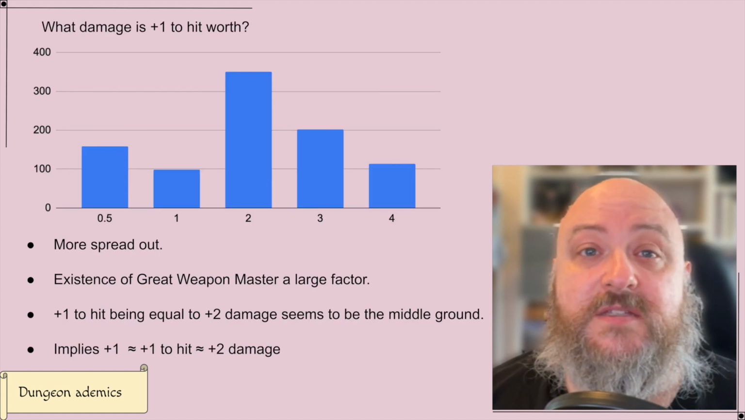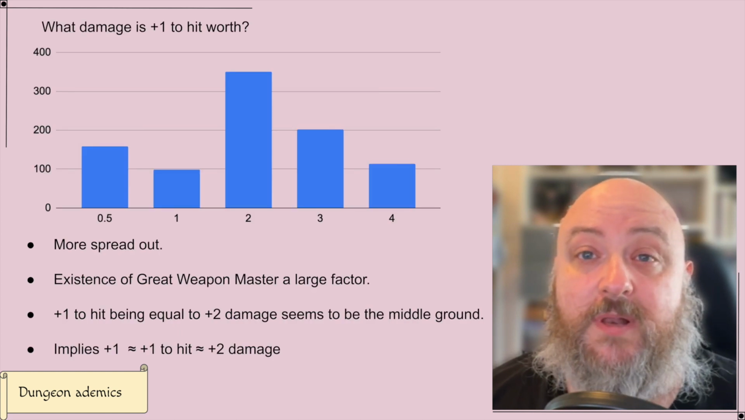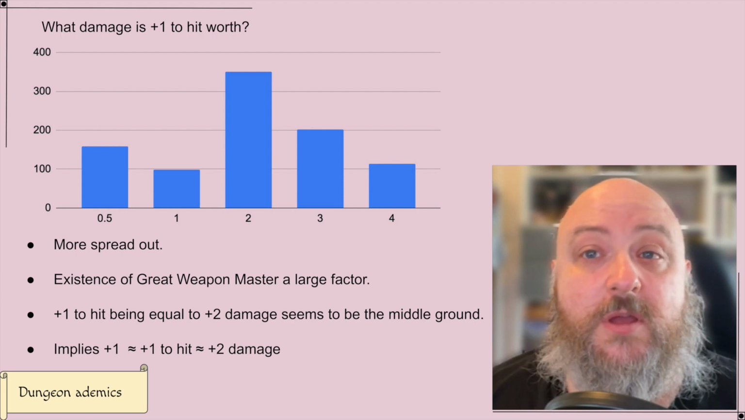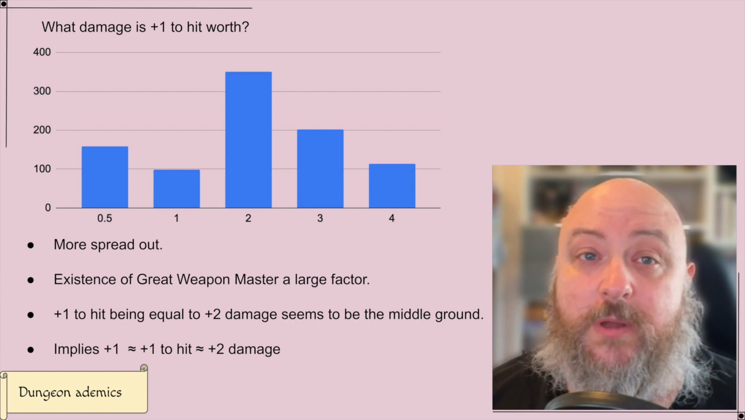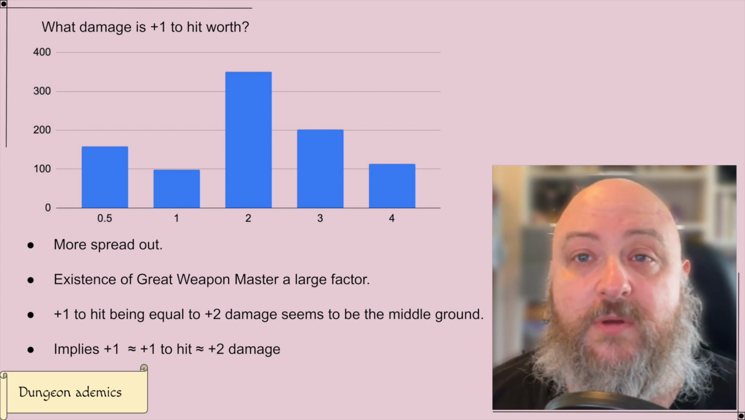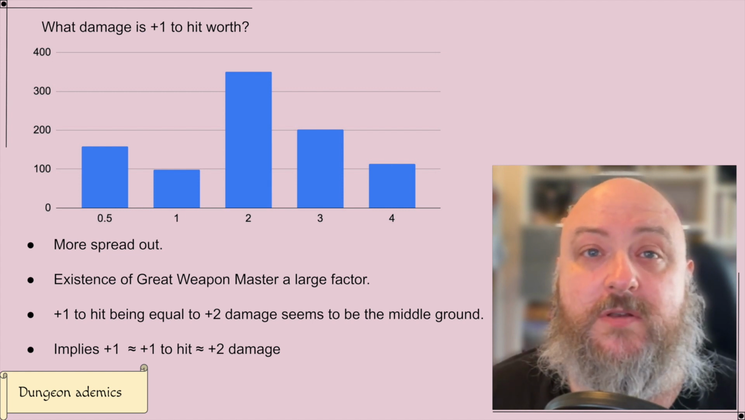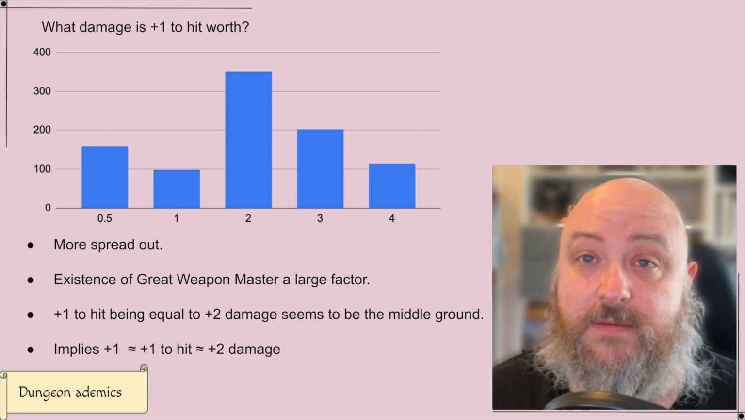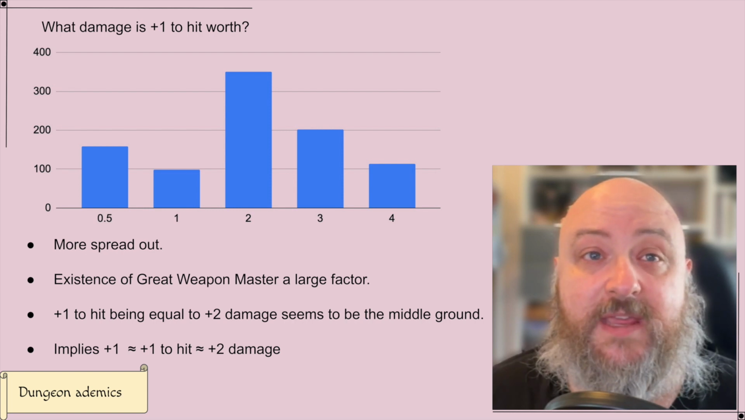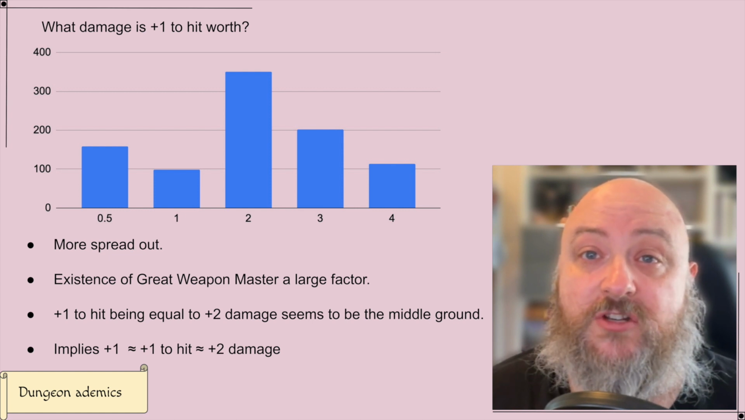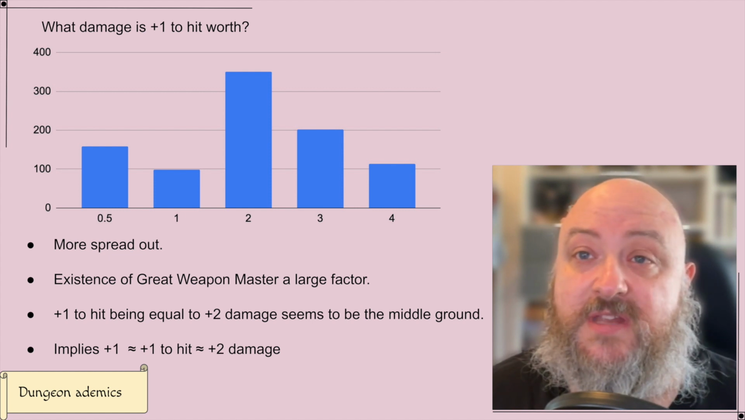Next, I asked the same community about the relative values of +1 to hit and a damage bump. With close to 1,000 responses, an interesting picture emerged. The most commonly selected answer painted an equivalence between +1 to hit and +2 damage, with higher and lower values being roughly symmetrically spread out. A common response was the comparison with Great Weapon Master. The +10 damage for that feat comes with a -5 to hit penalty, and any hit bonuses would partially offset its costs, making bonuses to hit more valuable.